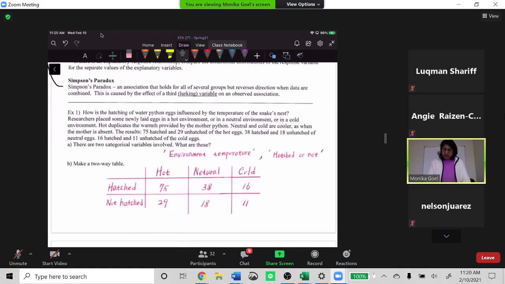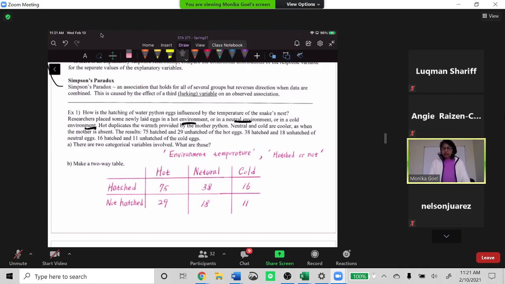It says, how is the hatching of water python eggs influenced by the temperature of the snake nest? Researchers place some newly laid eggs in hot environment, neutral, and in cold environment. Hot duplicates the warmth provided by the mother python. Neutral and cold are cooler, as when the mother is absent. The result is 75 hatched, 29 unhatched of the hot eggs, 38 hatched, 18 unhatched, and same thing, 16 and 11. There are two categorical variables involved.